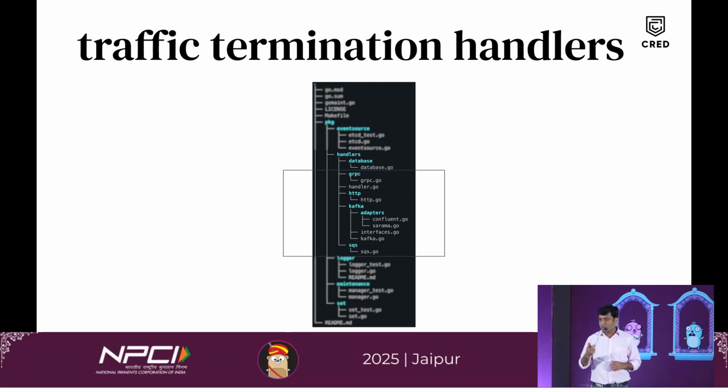Now if you remember, we had two problems to be solved, right? One was the problem of traffic termination. Now we will go into how these handlers actually help us to solve the problem of traffic termination. So if you look at, for example, the HTTP handler, right? This handler uses a simple interceptor or a middleware which returns a custom response if the service is in maintenance mode. It also waits for the existing requests to be drained. If the service is not in maintenance mode, then it allows the request to pass through.